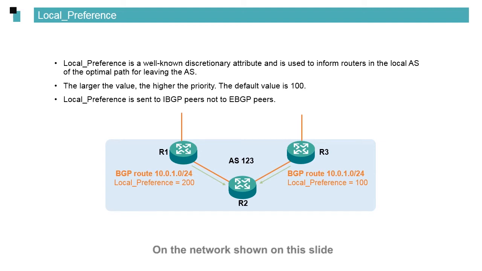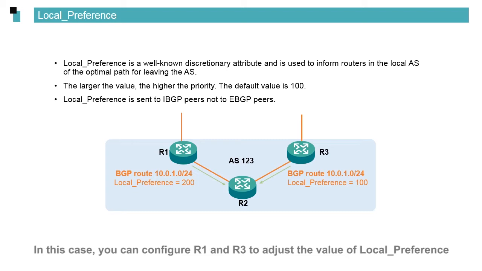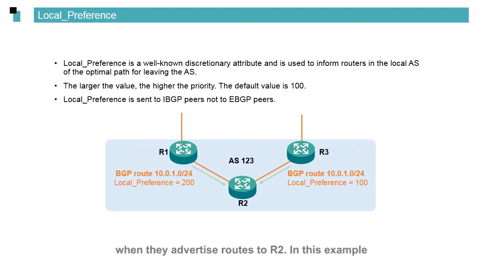On the network shown on this slide, traffic of R2 can leave the AS through R1 or R3. How does R2 determine the optimal path to leave the AS? In this case, you can configure R1 and R3 to adjust the value of local preference when they advertise routes to R2. In this example, R1 is configured to change the value to 200. Consequently, traffic of R2 leaves the AS through R1. Note that local preference is set for IBGP peers, not for eBGP peers.